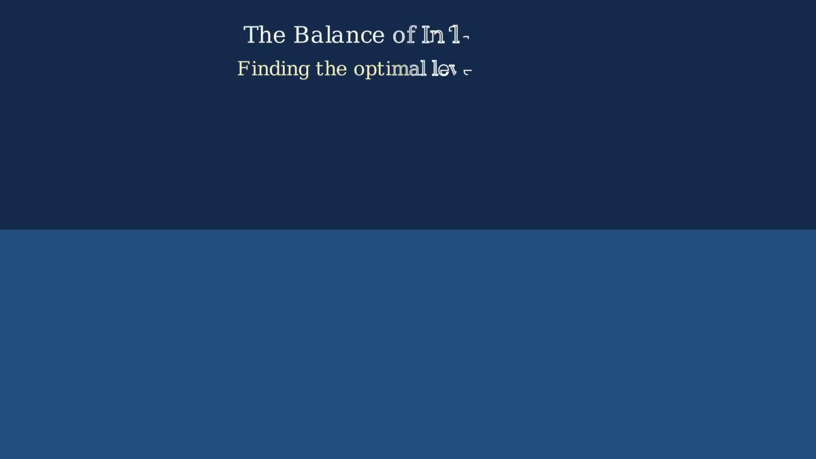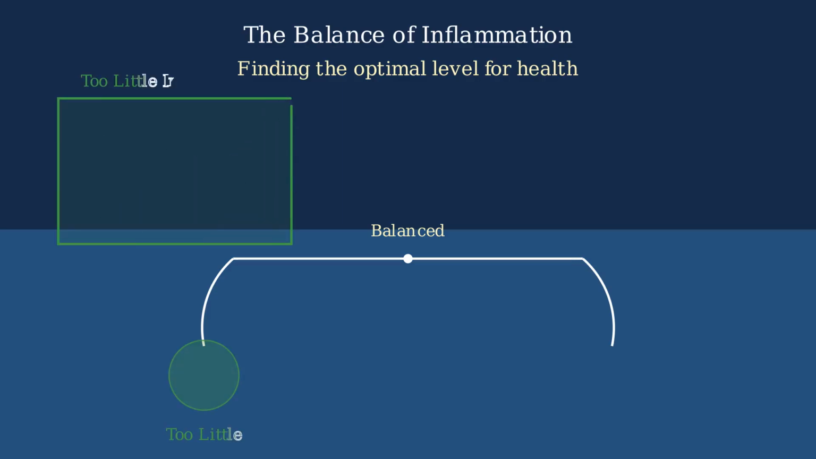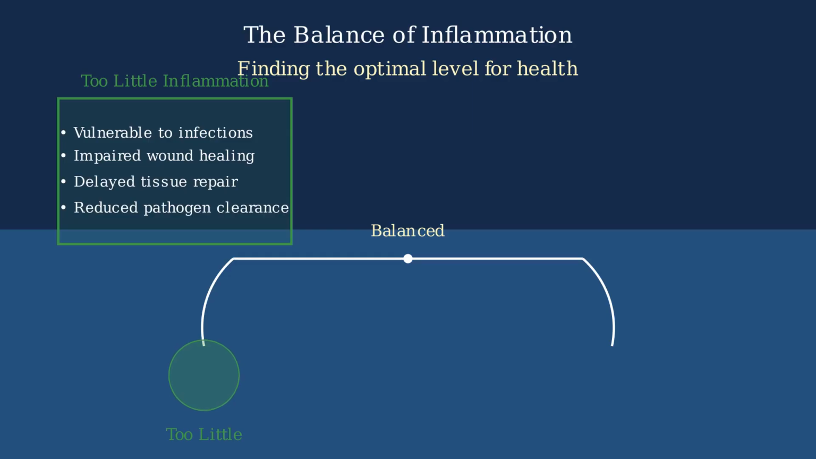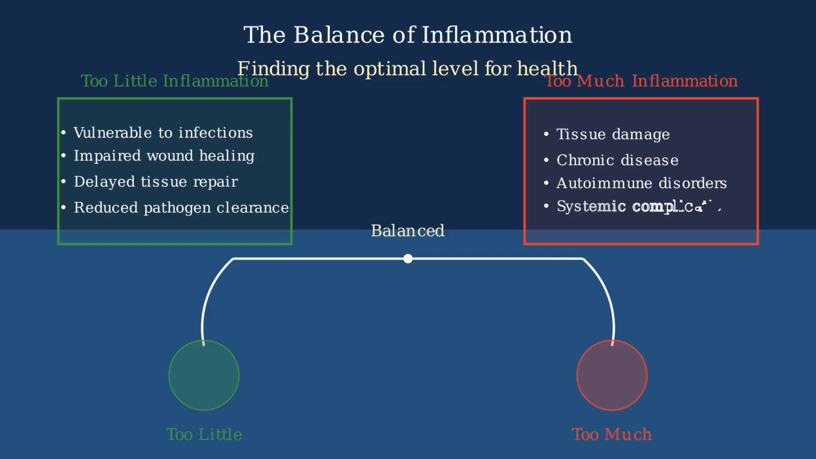The key to health is maintaining balanced inflammation. Inflammation exists on a continuum, and finding the right balance is critical. Too little inflammation leaves us vulnerable to infections and impairs wound healing. Too much inflammation leads to tissue damage and chronic diseases.